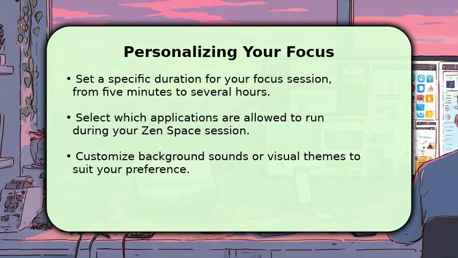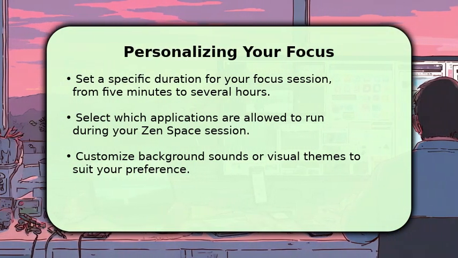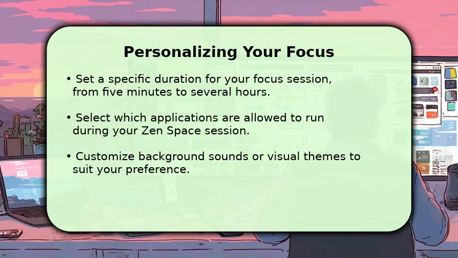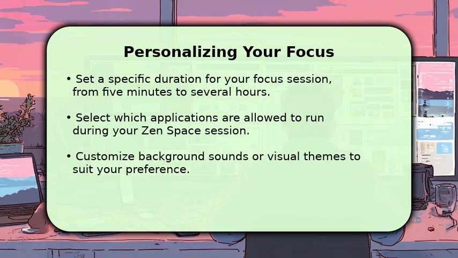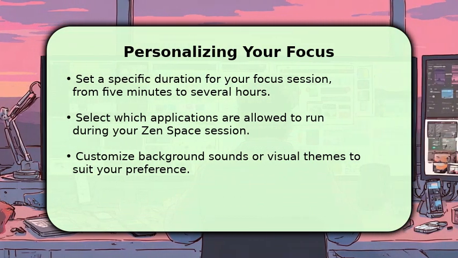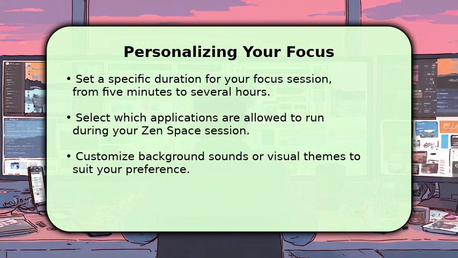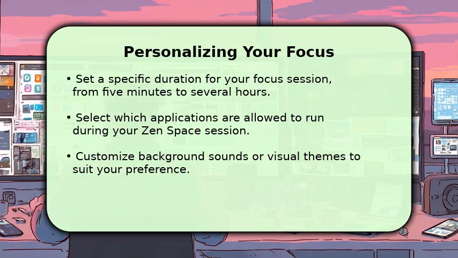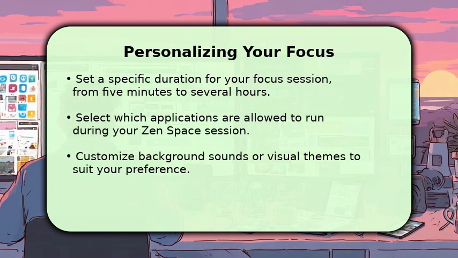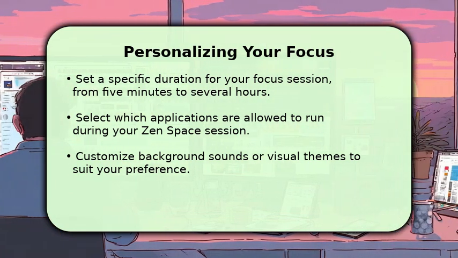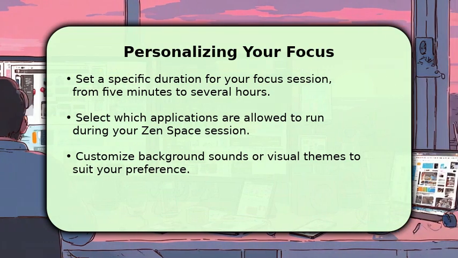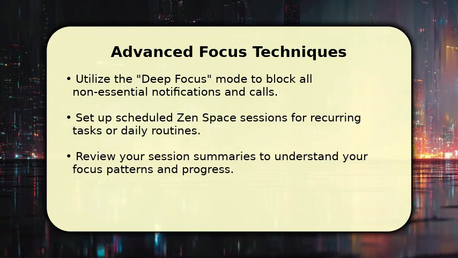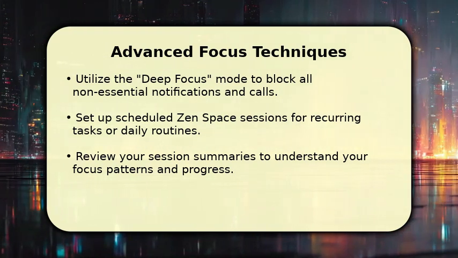Personalizing your Zen Space experience is key to its effectiveness. You can easily set a timer for your session, choosing durations like 25 minutes for a Pomodoro technique or even several hours for deep work. Next, select only the essential applications you need, blocking out social media and games. Some versions also allow you to pick calming background sounds or visual themes, creating a truly tailored environment for your concentration.